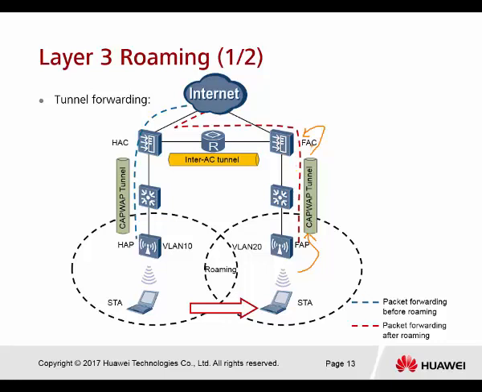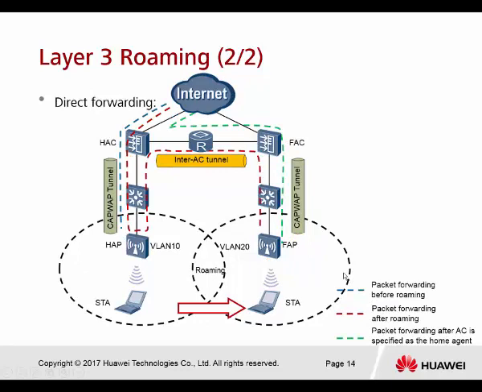So now the FAC has a connection between the home AC and the FAC using the inter-AC tunnel. So the user data is redirected and sent to the tunnel here. Entering the tunnel, it comes out to the controller. Then the AC will help the user redirect the packet to the internet. So this is roaming for layer 3 in tunnel forwarding mode.